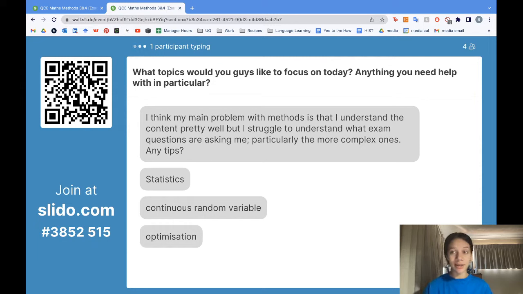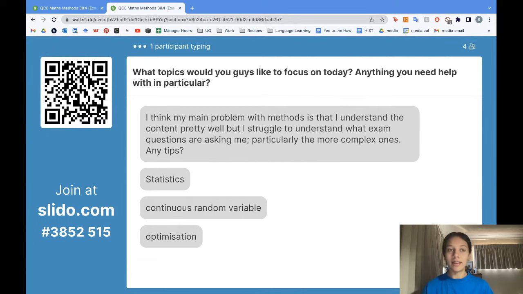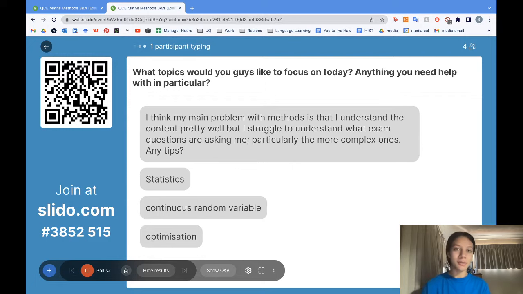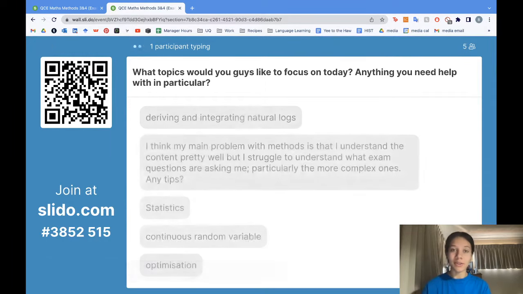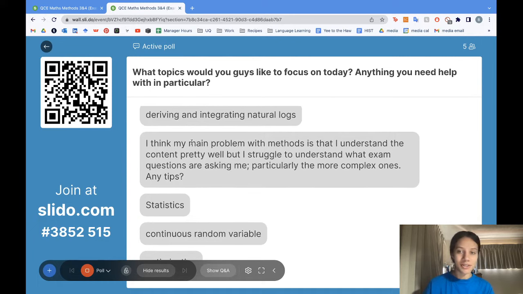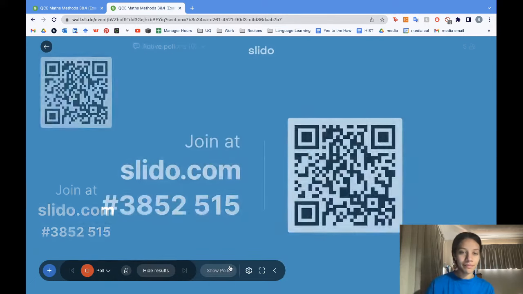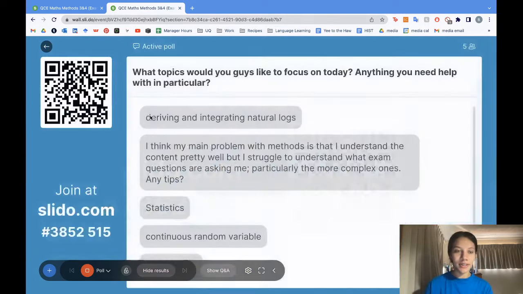If anyone's got anything else, feel free to chuck it in. I'll run a couple more polls just to gauge how you guys are going. But again, I want today to be as interactive as possible, even though it is an online stream. And then we have deriving and integrating natural logs. Cool. Okay, we can also have a little discussion about that. So hopefully I'll be able to address everyone's specific topics by the end. Alrighty, cool. And no questions thus far.